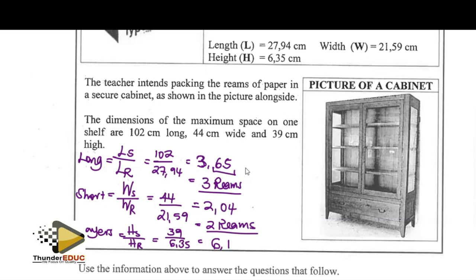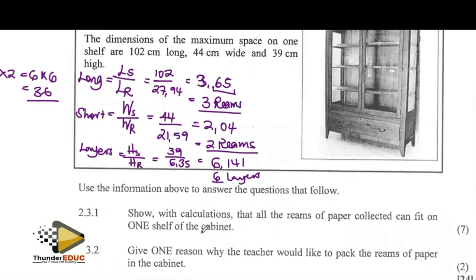These are six layers. So all in all, if we have three rims on the long side by two, those are six rims in six layers. Each layer has six. There will be 36. Indeed, 36 rims will fit.